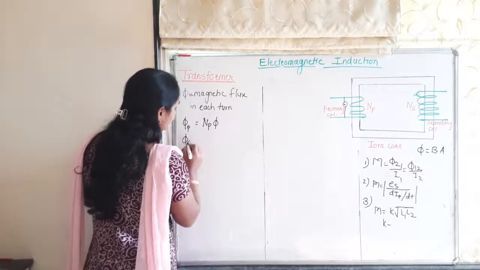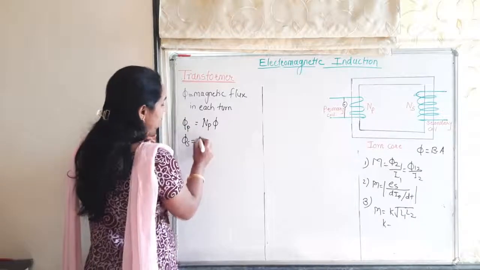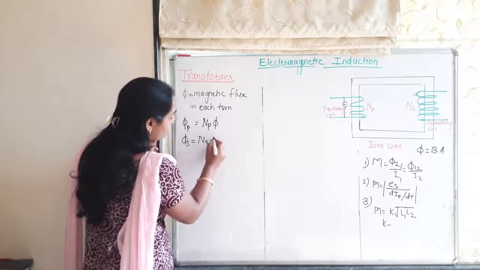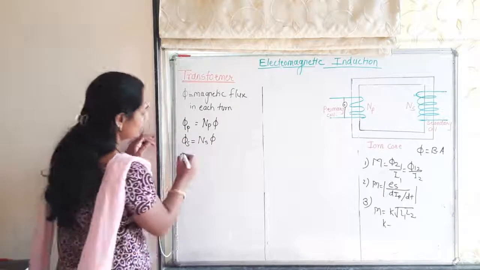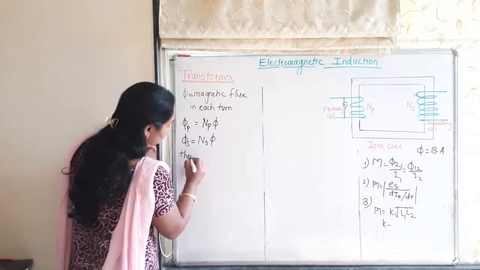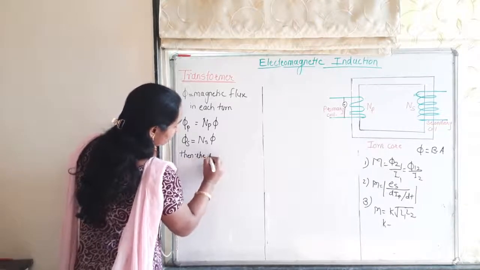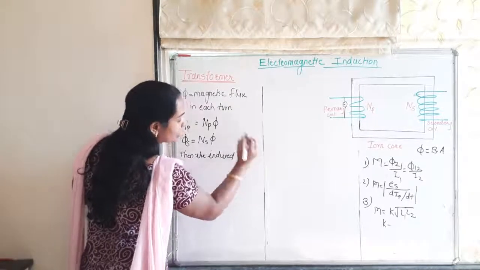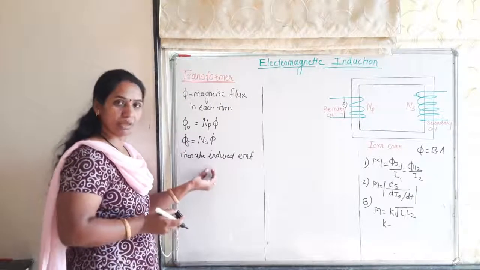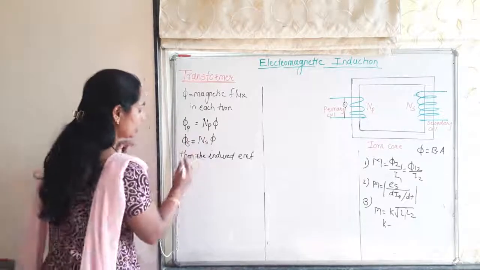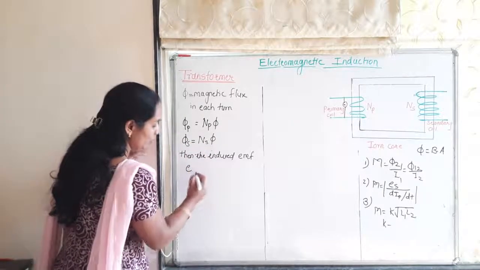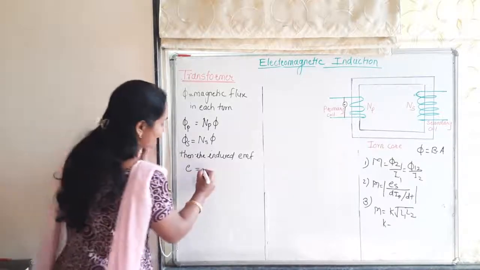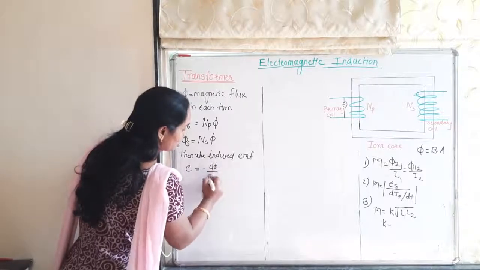Then phi S, which is similar to this, where S means the number of turns in the secondary coil, and phi is the flux. Because of this flux, an EMF is induced. The induced EMF in the primary coil, according to Faraday's law, the formula for E is equal to minus d phi upon dt.